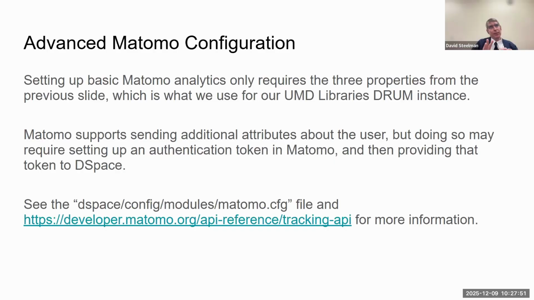Setting up basic Matomo Analytics only requires those 3 properties from the previous slide, and that is what we actually use for our DRUM instance. Matomo does support sending additional attributes, which are detailed in the URL at the bottom of the slide. Some of these attributes may require an authentication token from the Matomo server, which would need to be provided to DSpace. The DSpace configuration file has information about setting up the authentication token if you need that. But for the basic setup, it's just those 3 properties. You don't need an authentication token, and as I said, that's what we use for our DRUM.